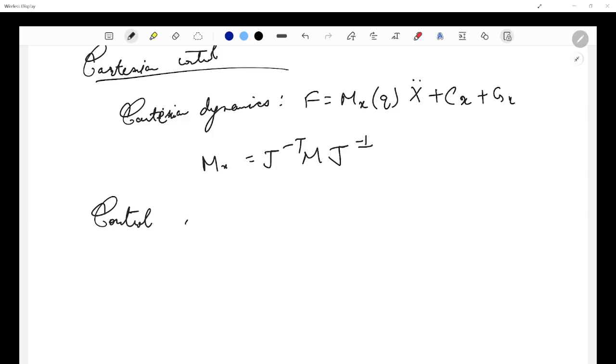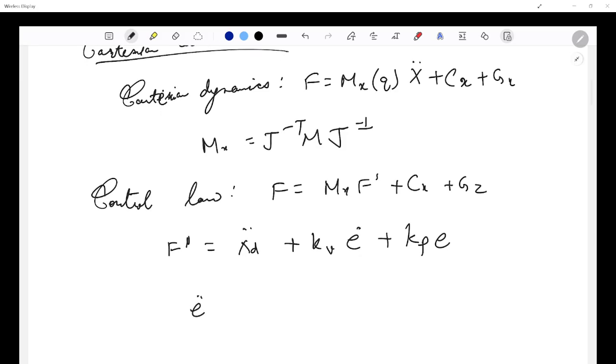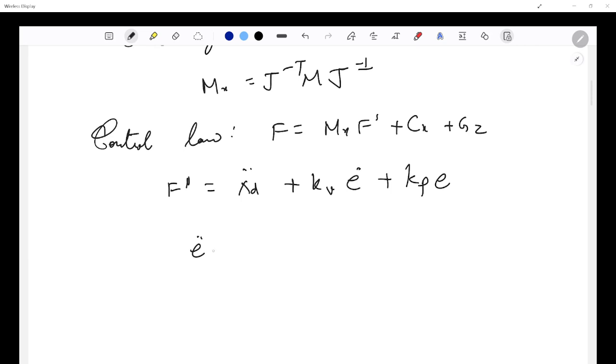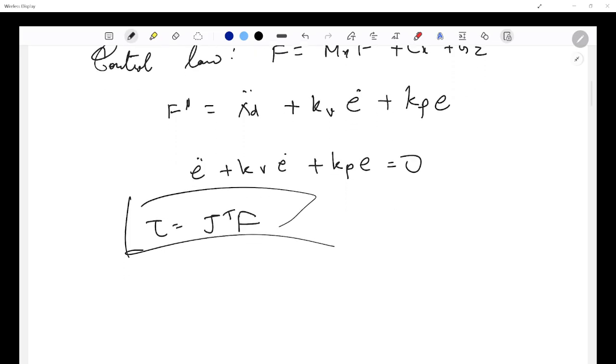So what happens here? Your force is M_x into f dash plus C_x plus G_x. From here, f dash is x_d double dot plus Kv into e dot, similar to what we derived before, plus Kp into e. So your final equation becomes again a linear second order differential equation. If you convert it to joint torque, your torque becomes J transpose F. This we have already seen.